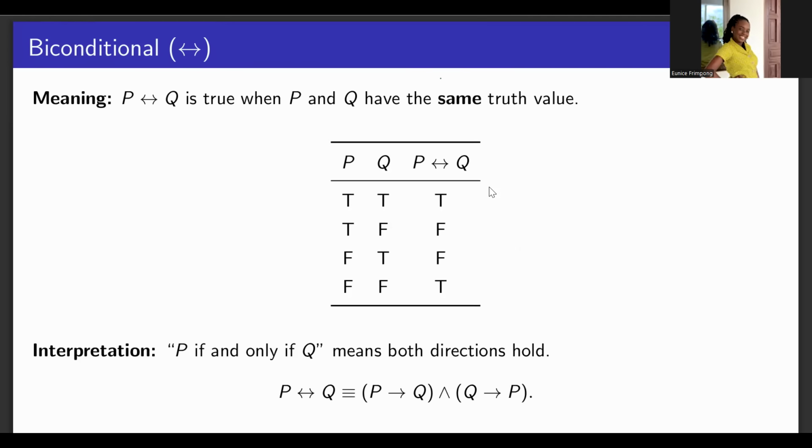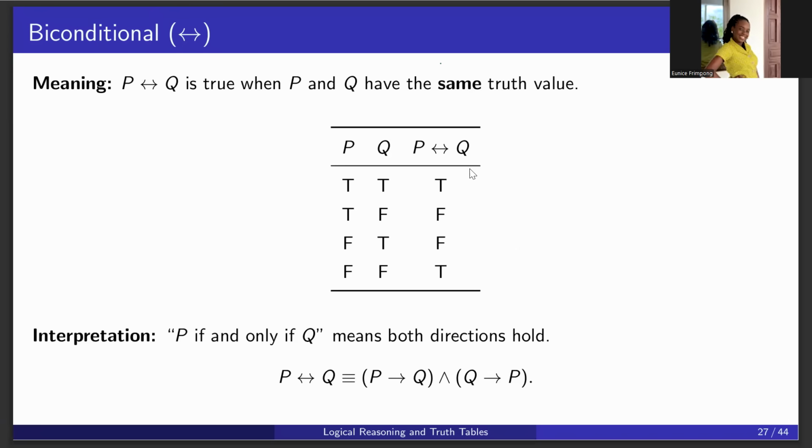Then the if and only if condition. For this one, we are saying that P implies Q is true only when both of them have the same truth value. So P and Q must be true. Then P implies Q or Q implies P is also true. So it's only when they have the same truth value.